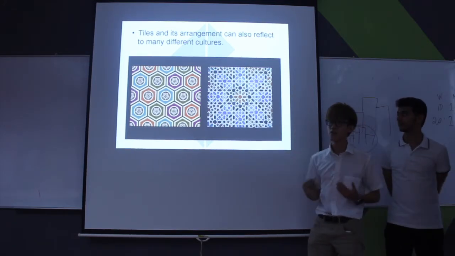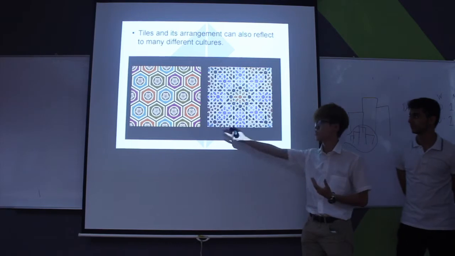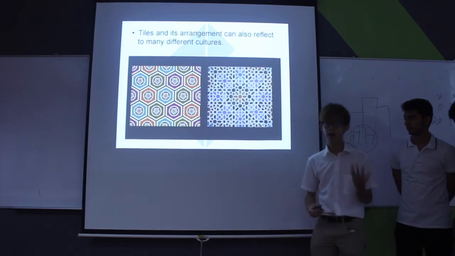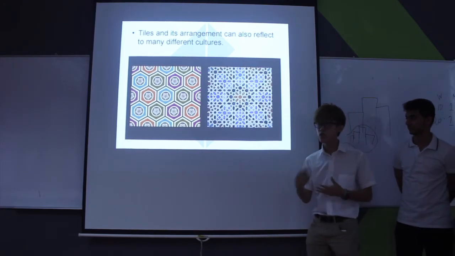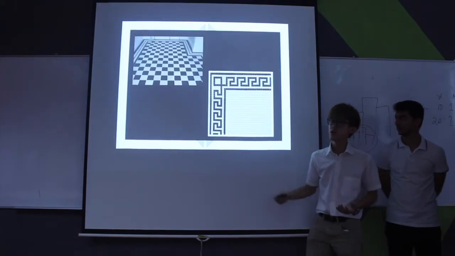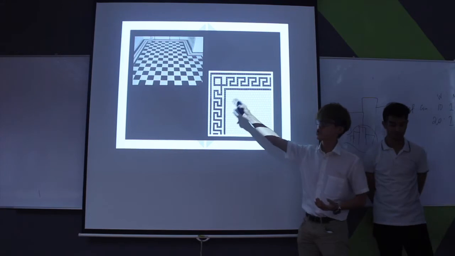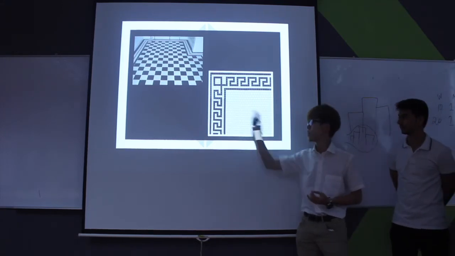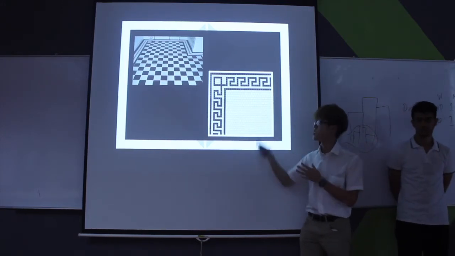So what if I don't want to use those pattern tiles? We can use black and white tiles. By their arrangement, we can tell different cultures. For example, on the left, the arrangement shows a British style. On the right, it tells us it's a Greek arrangement.